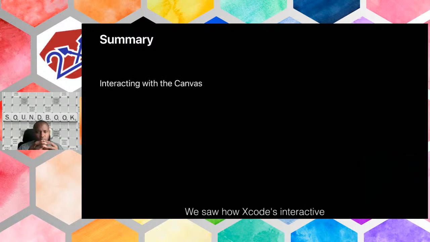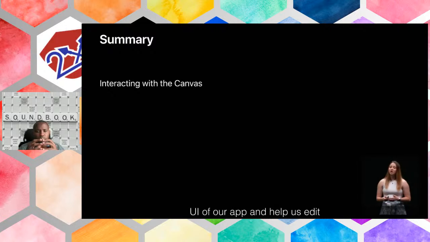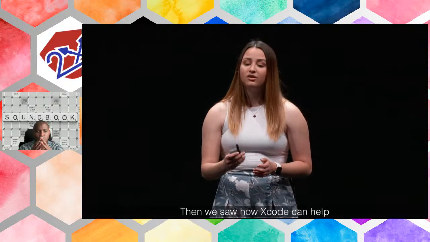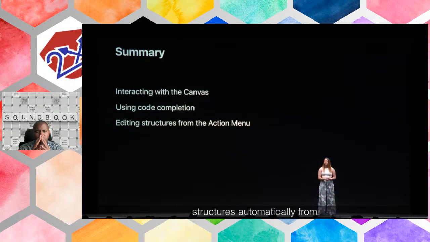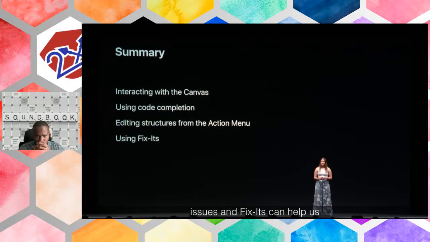We saw how Xcode's interactive canvas can help us preview the UI of our app and help us edit the appearance of our views. We learned how code completion can greatly speed up the development process. Then we saw how Xcode can help us transform and add functionality to our code structures automatically from the action menu. And finally, we saw how live issues and fixits can help us fix our compiler errors before even building our project.